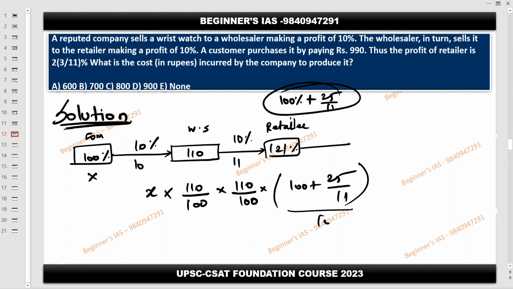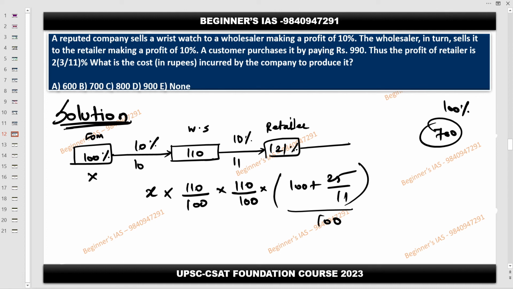Yes or no? Clear or not? See, if you are the retailer and you are investing 700 rupees, that 700 rupees is nothing but 100%. Then if it is 25 by 11 percent profit, what is it? 100 plus 25 by 11 percentage. Understood or not? Clear? Yes, sir. So this logic you need to understand.